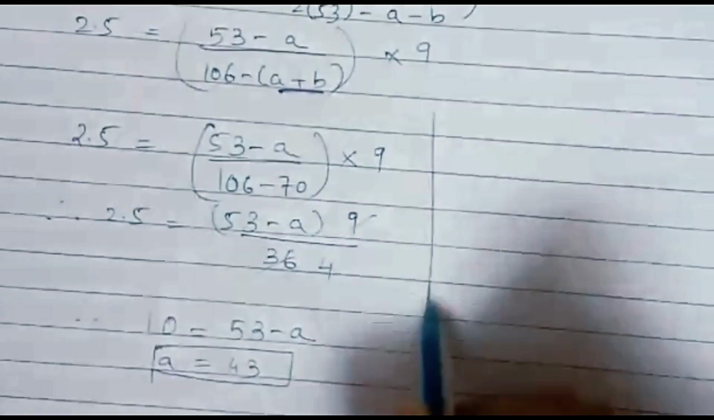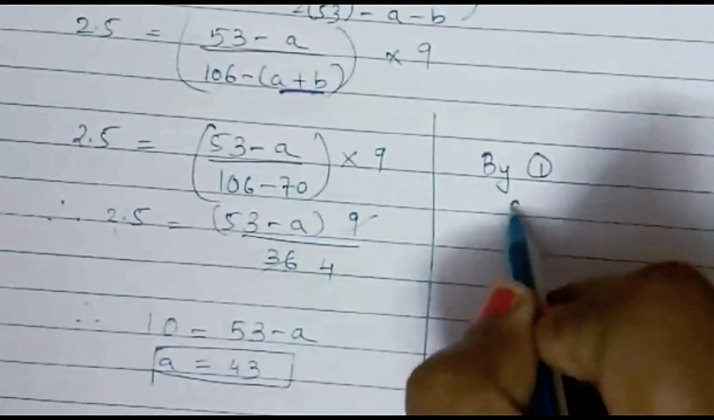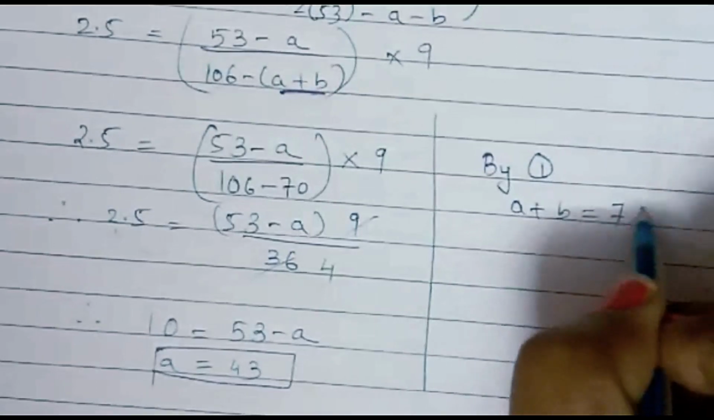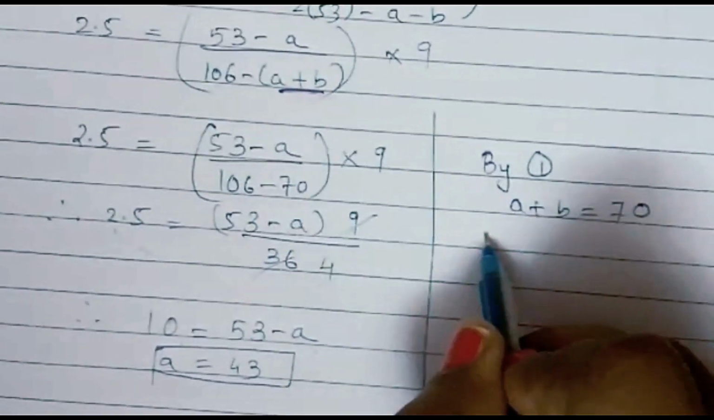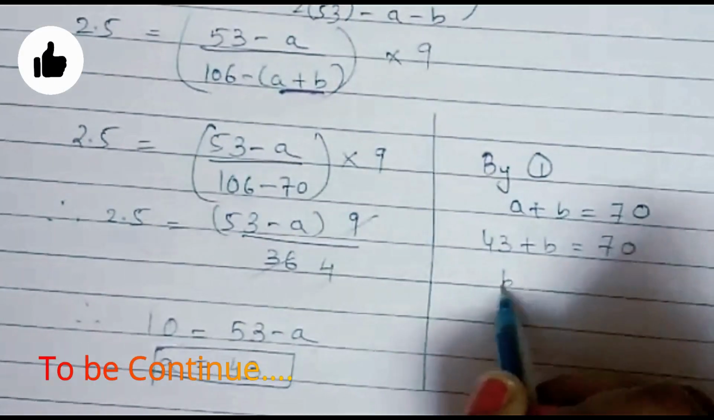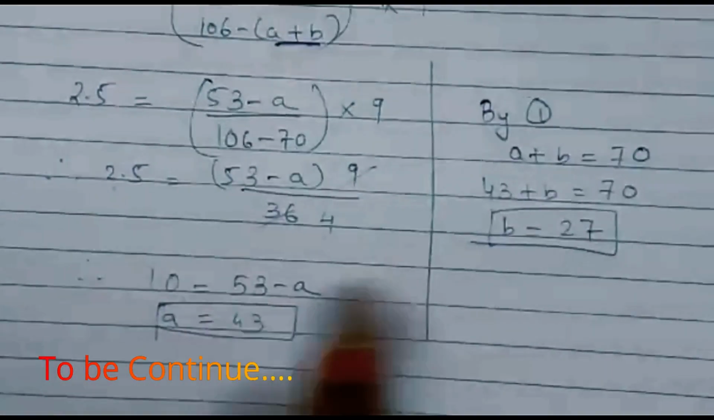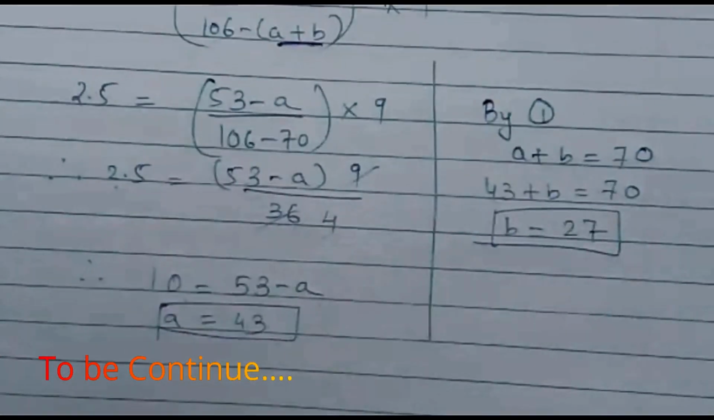Now do you remember our first equation was A plus B is equal to 70. So putting A as 43, 43 plus B is 70. B we will be getting as 27. And in this way we have obtained the values of the missing frequencies A and B.